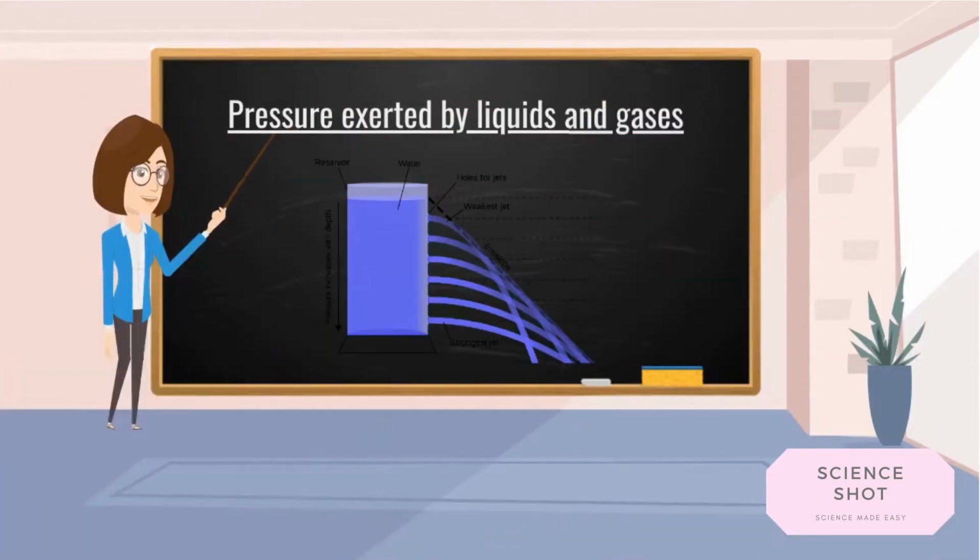Pressure exerted by liquids and gases. Look at the picture. Water from the upper hole flows out with little pressure, but water from the lower hole has maximum pressure. The pressure exerted by a liquid is small just under the surface of the liquid. But as we go deeper in a liquid, the pressure of the liquid increases.